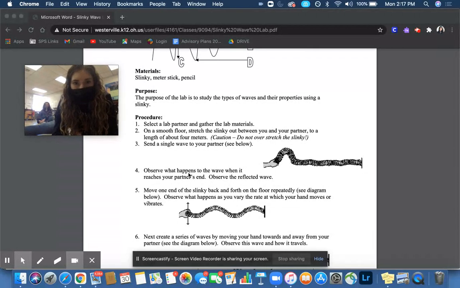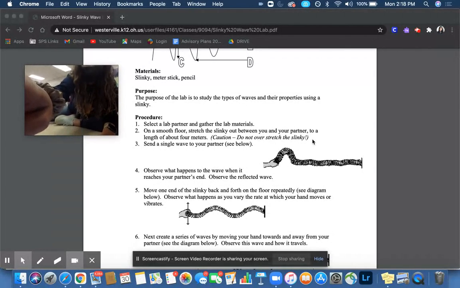And it says, observe what happens to the wave when it reaches your partner's end. So it's going to hit her end, but she's not going to move. We're just going to observe what happens after. And then 5 is when we move to a different wave. So we're going to start with 2 through 4.